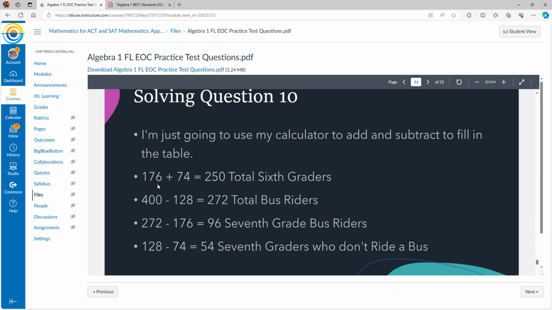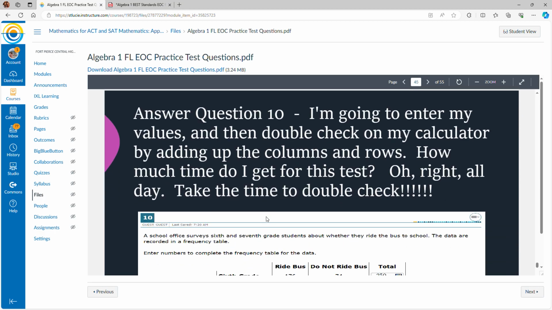And I know that 176 plus 74 equals 250 total 6th graders. 400 minus 128 equals 272 total bus riders. 272 minus 176 equals 96 7th grade bus riders. And 128 minus 74 equals 54 7th graders who don't ride a bus. I'm going to enter my values and then double check on my calculator by adding up the columns and rows.